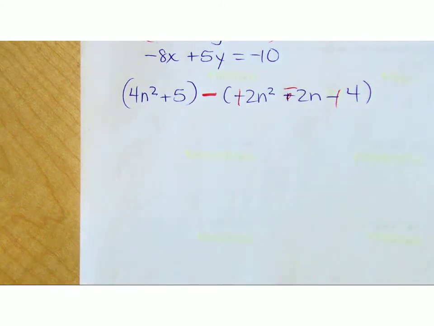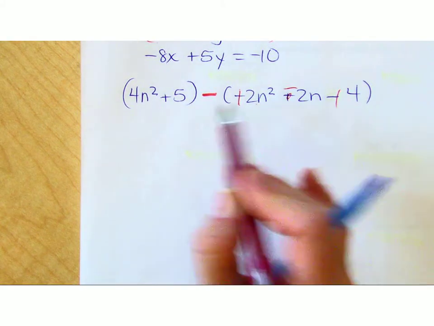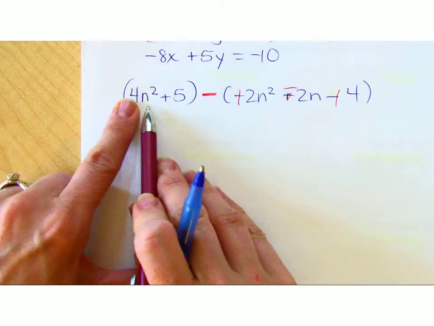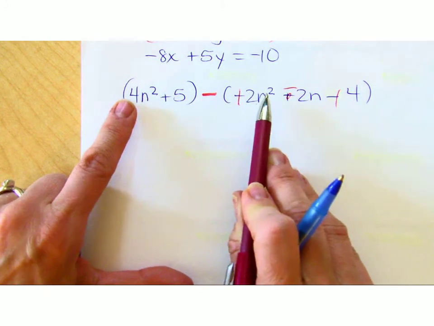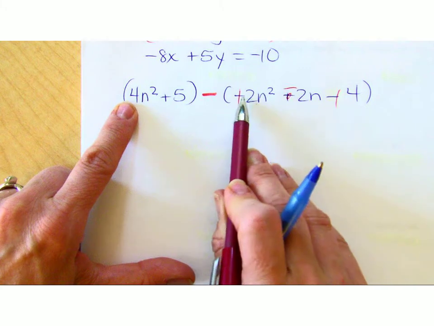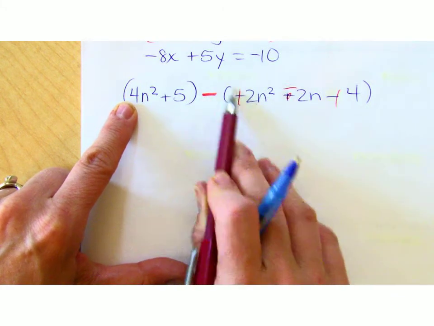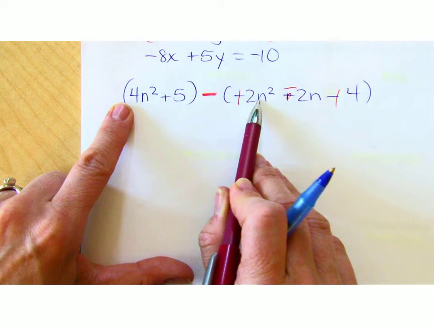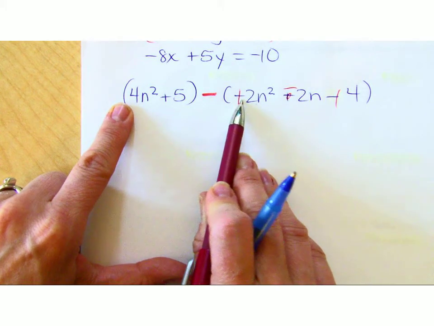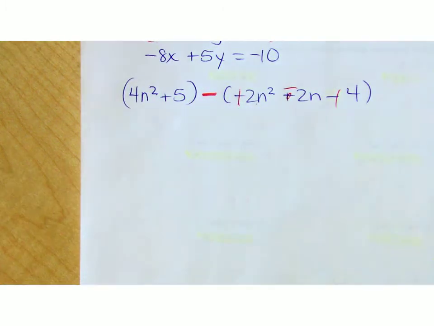Some fancy pants even try to do it without seeing, because I can't go and start adding this to this right now. Because guess what? 4n squared is not going to be added with a negative 2n squared, because then negative 2n squared is going to become a positive, because this negative times this negative. So don't try to do this in your head.